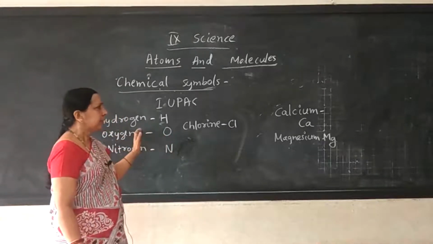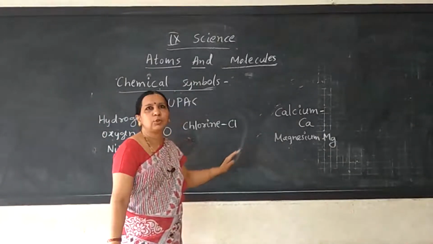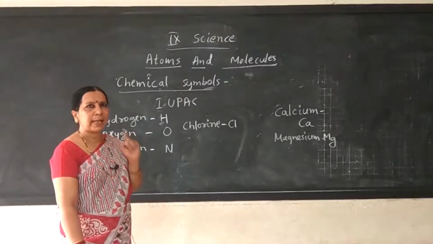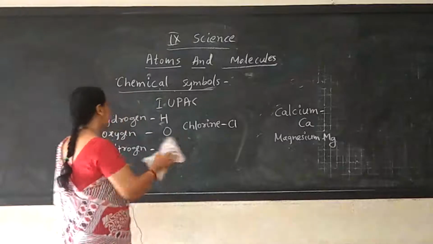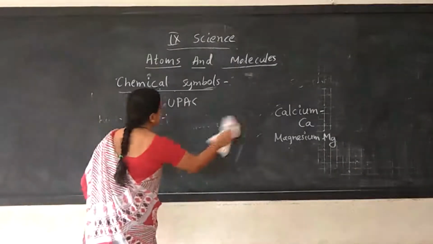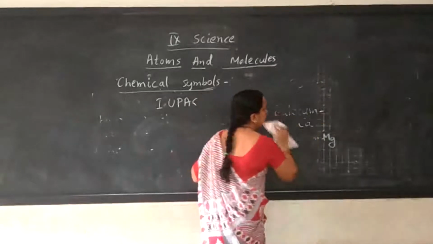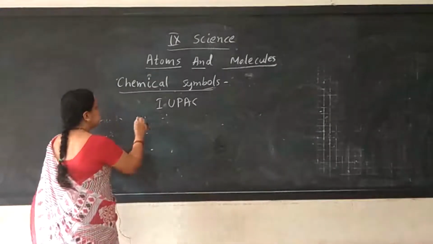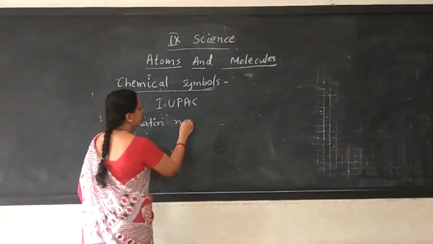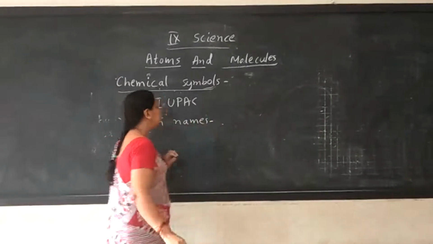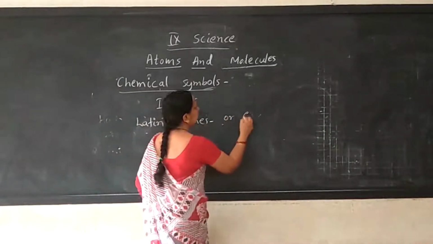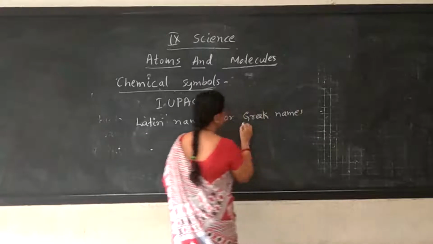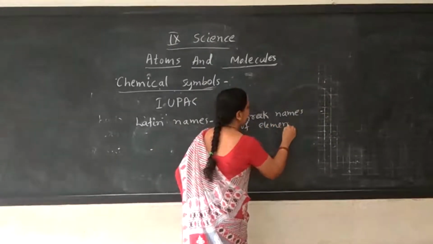And suppose if these also cannot write, means two or more elements have the same letters, then we will consider the Latin or Greek names of the elements to write the symbol. Let us consider some of those elements for which the Latin or Greek names are considered and symbols are written.